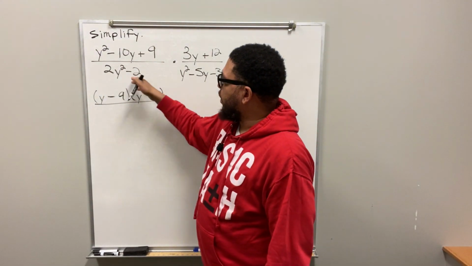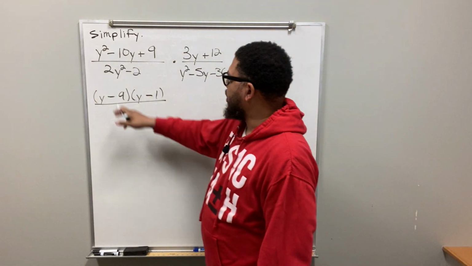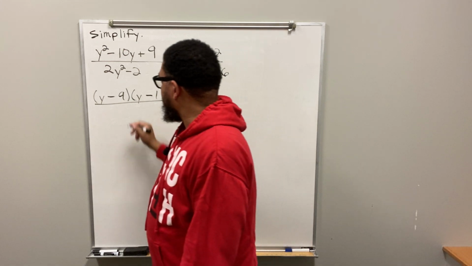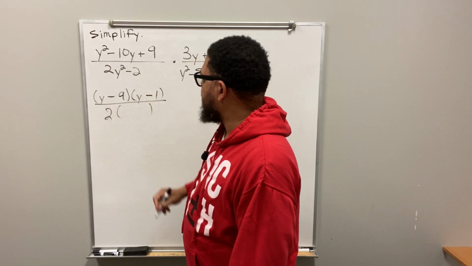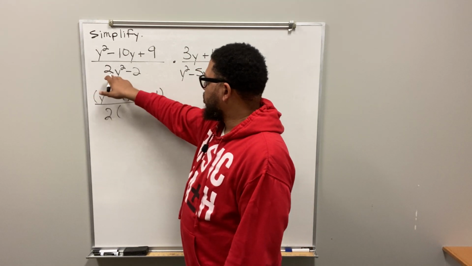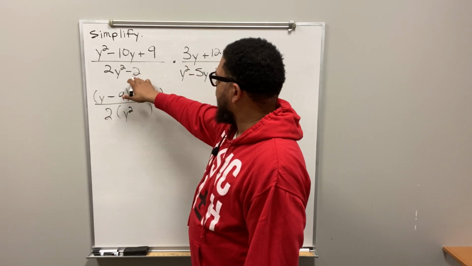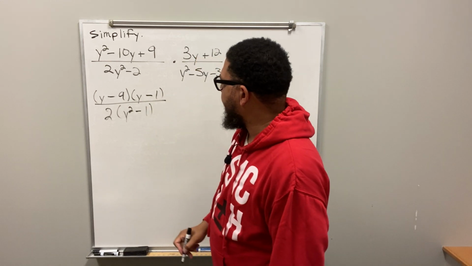Now, if I look at this binomial, I'm looking for a greatest common factor. And I know that 2 is a common factor of this term and this term. So watch what I do. I'm going to factor out a positive 2. Then you put the parentheses. And then you say, okay, well, now the original term divided by the GCF. 2y squared divided by 2 gives me y squared. Negative 2 divided by 2 gives me negative 1.